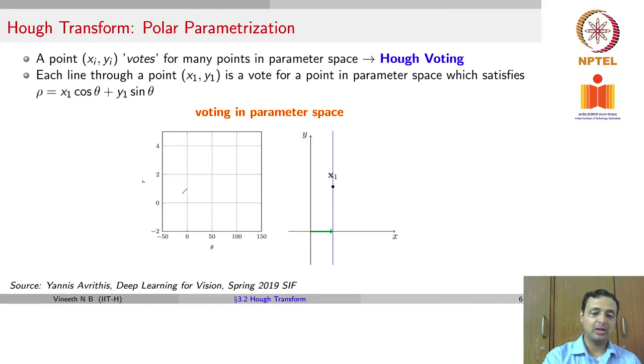So every point in your original space, in your Cartesian space xy, votes for many points in your parameter space. If you had a certain point x1 in your original Cartesian space, for the moment we are going to talk about this method generally in terms of a Cartesian space and fitting a line or fitting a circle and so on and so forth. A little later in this lecture, we'll talk about how you use this with images.